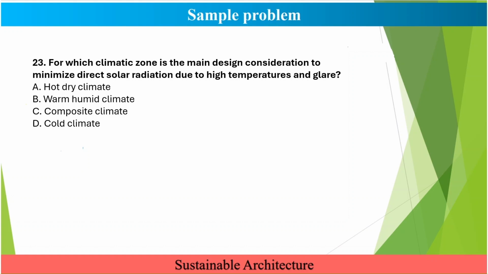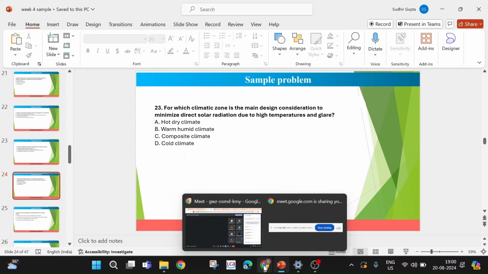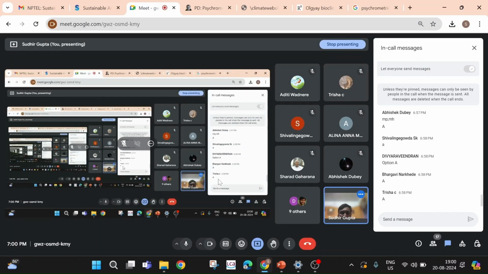For which climatic zone is the main design consideration to minimize direct solar radiation due to high temperature and glare? Option A, hot dry climate. People have given answer A. Let me see what answers others are giving.